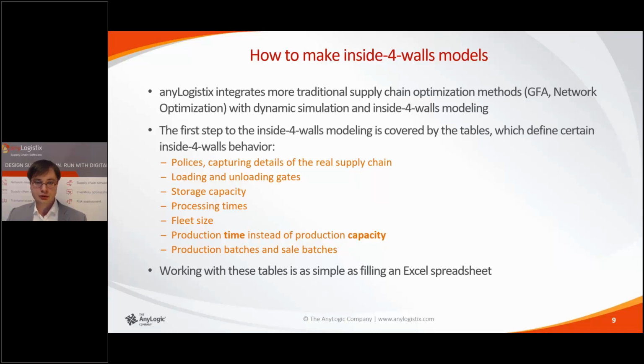As a first step to Inside-4-Walls modeling, you can just use the standard or default tables we have. There you can define realistic inventory policies and sourcing policies, which will capture details of the real supply chain, for example your own MRP policy if you have one. You can define loading and unloading gates, and the number and type of vehicles which can be processed at each specific gate, and so on. You can define storage capacity, processing times, and limited fleet at each facility, define production time and not production capacity, and also production and sale batches. To do this kind of Inside-4-Walls modeling, all you need to do is fill a table, pretty much like in an Excel spreadsheet.